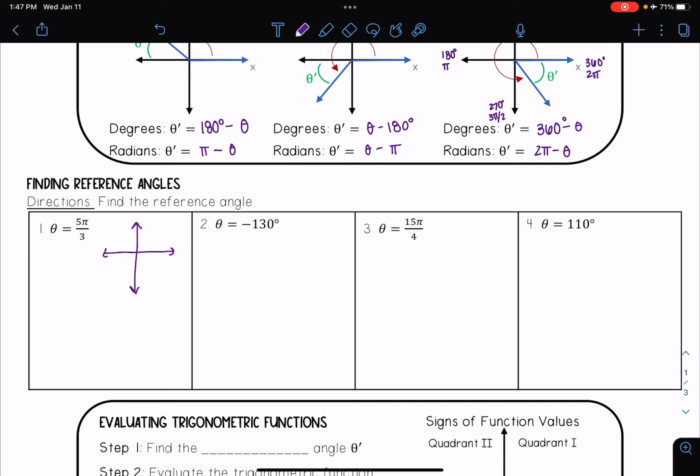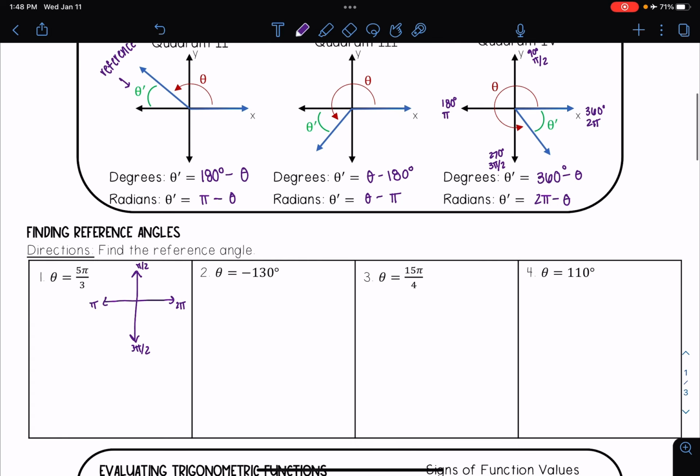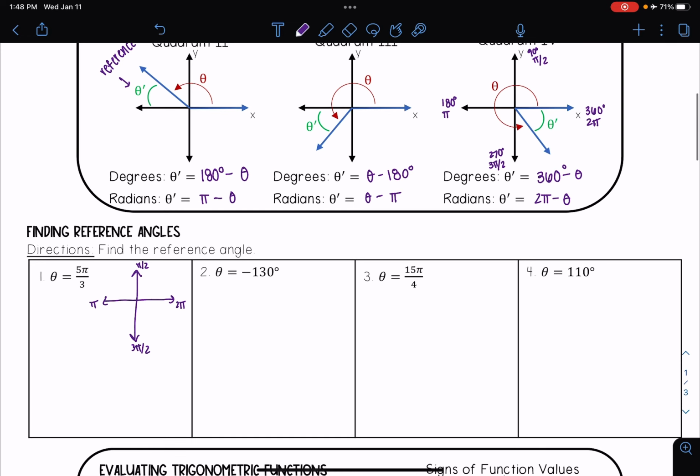So I have 5 pi over 3. I'm looking at radians here, so this is pi over 2, pi, 3 pi over 2, and 2 pi. First, this has to be between pi over 2 and 2 pi, and I see it is, because 2 pi would be the same thing as 6 pi over 3. One way I can see where it is: if I add a pi over 3, I get 6 pi over 3, which is the same thing as 2 pi. So it's a little bit less than 2 pi, which means it's going to be somewhere over here.